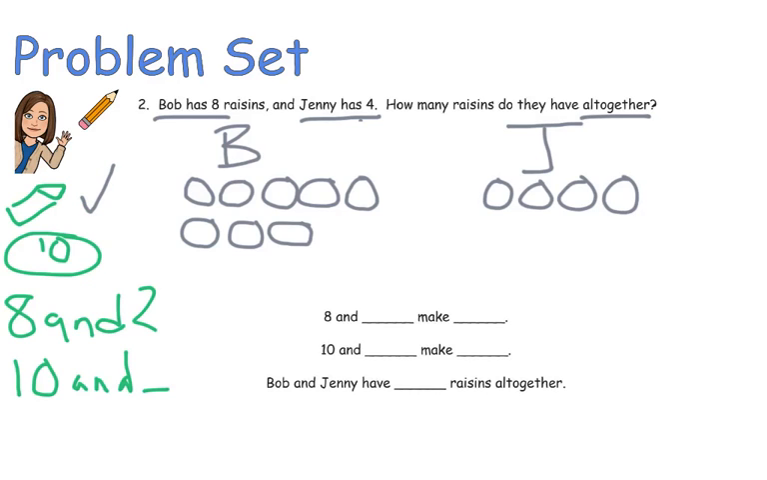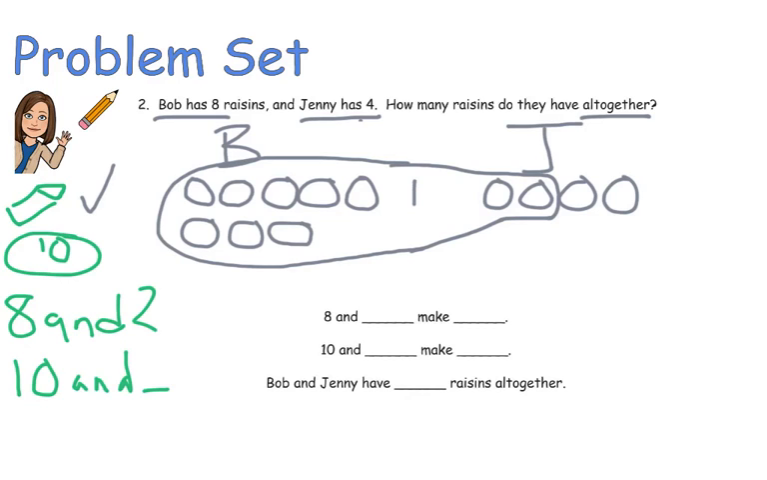Okay, so that was step 1. Now we need to do step 2. Make a group of 10. So again, we're going to use our 8, and we're going to keep going. 8, 9, 10. Circle and write the number 10. Now down here it says 8 and blank. How many did we need to make 10? 2, so we borrowed 2. And 8 and 2 make 10.